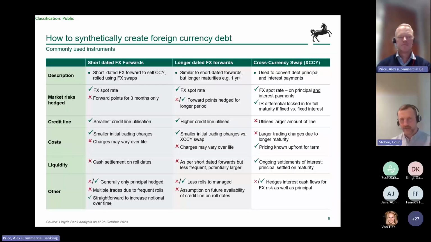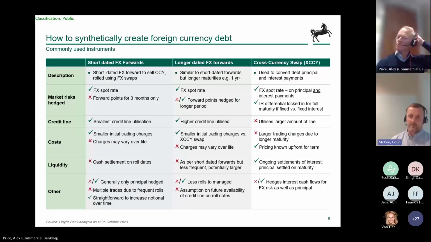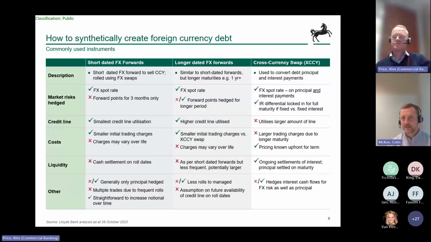Maybe if we compare that at the other end of the page to cross-currency swaps, what are these? Well, people generally think of them as instruments that are used to convert both the principal and interest of debt into another currency. So that can be on a fixed basis, fixed floating, whatever companies want, really. So in this case, what has the company done? Well, it's hedged the FX spot risk on both principal and interest payments, and it's locked in the interest rate differential for the term of that trade. So it might be, I don't know, a 5-year cross-currency swap, for example. It's locked in that differential to the extent the swap is a fixed versus fixed interest rate instrument.